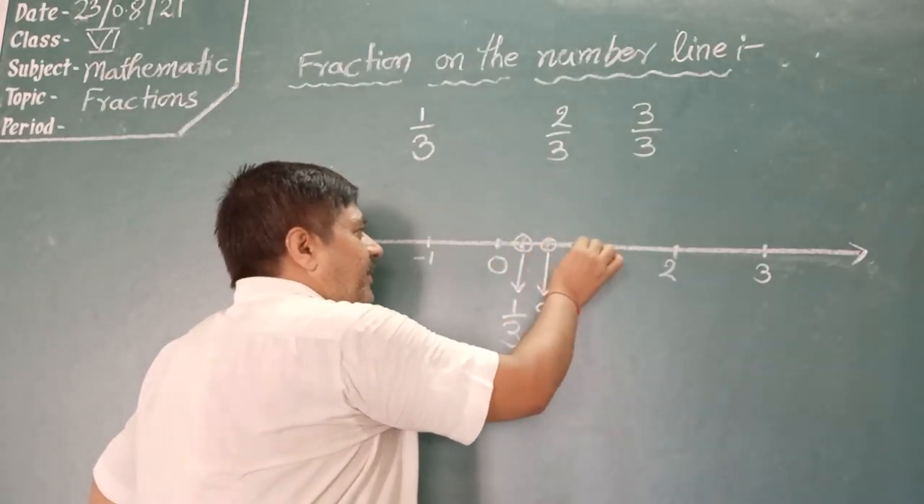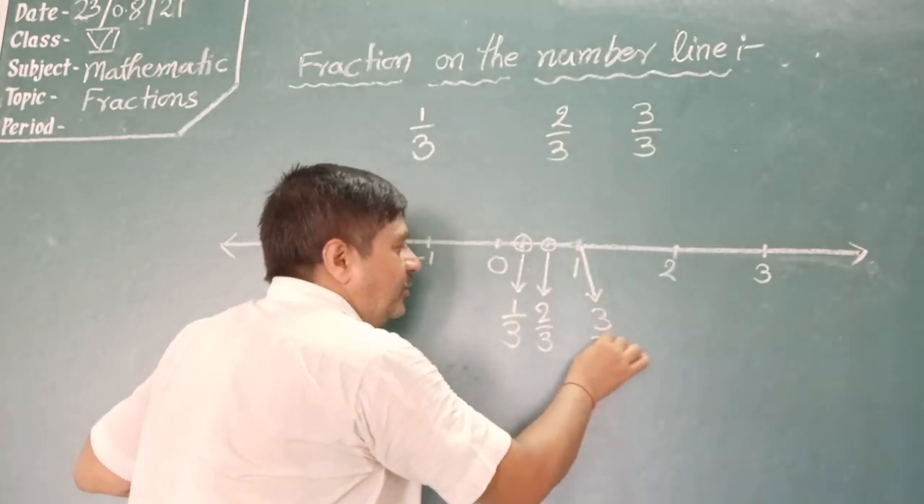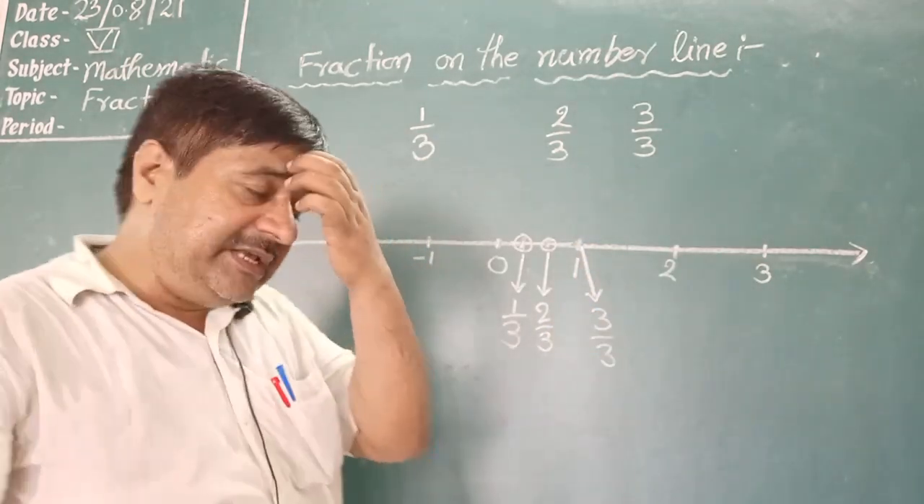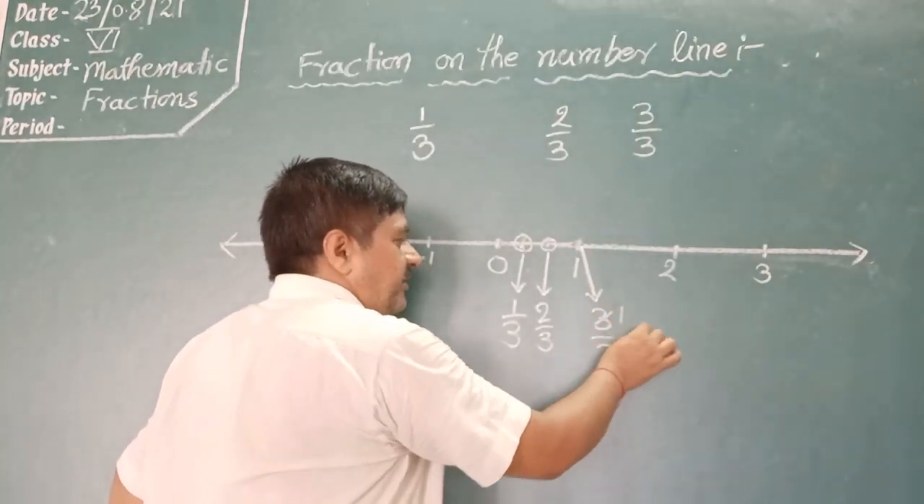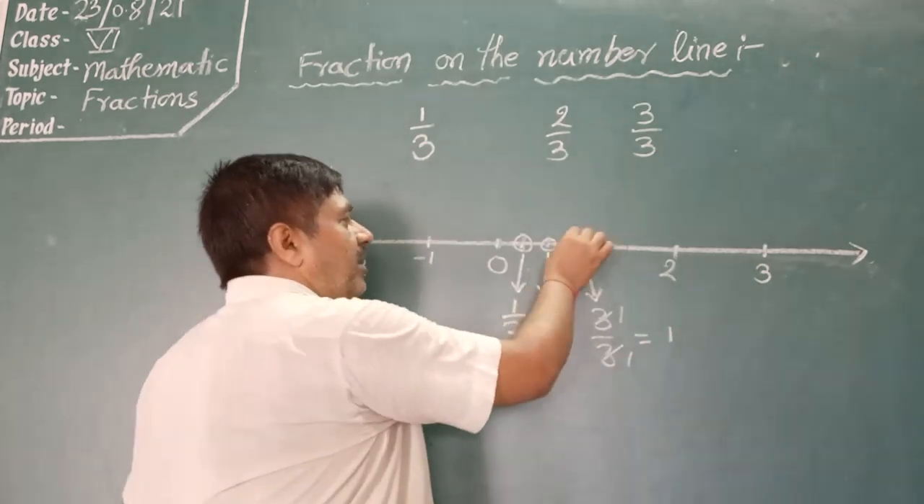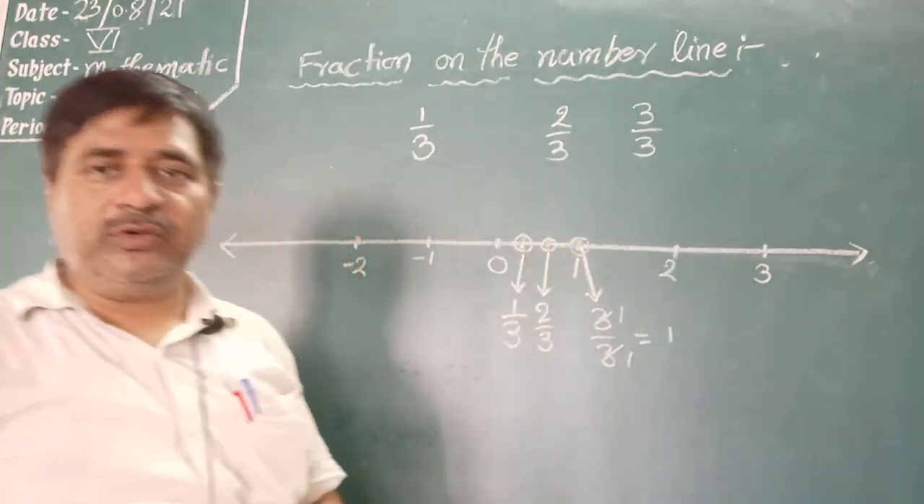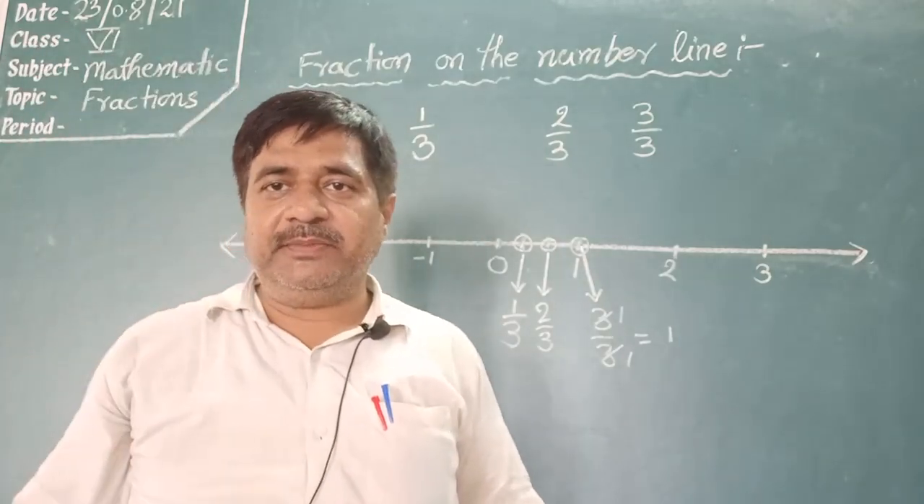So this will be your 3 by 3, and you know that 3 by 3, when 3 is divided by 3 in both numerator and denominator, becomes 1 by 1, that means 1. So it becomes 1 also, and it is also given. Okay, so this is the 3 by 3 representation.